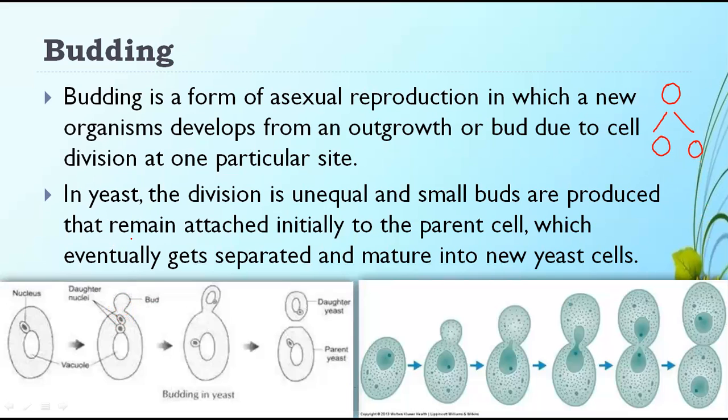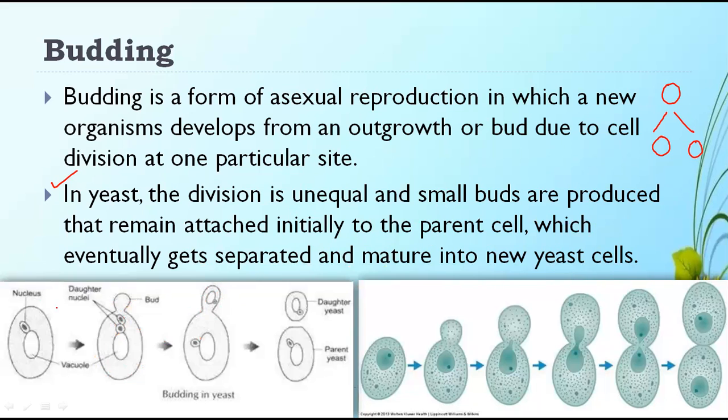So if it is asked for you to give an example for the asexual reproduction process that is budding, then you have to give yeast. In yeast, the division is unequal. Can you see here? The division is unequal, right? This parent organism is a bit bigger, whereas this bud is a small part here. So in yeast, the division is unequal and small buds are produced. They remain attached initially to the parent cell, which eventually gets separated and matures into the new cell.